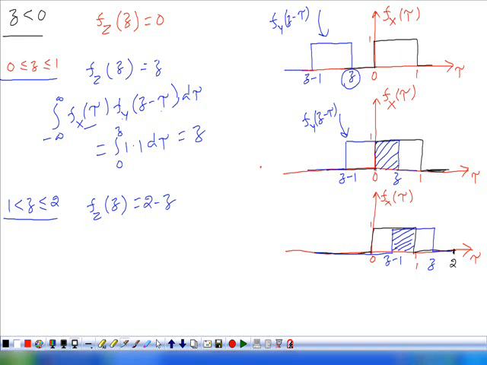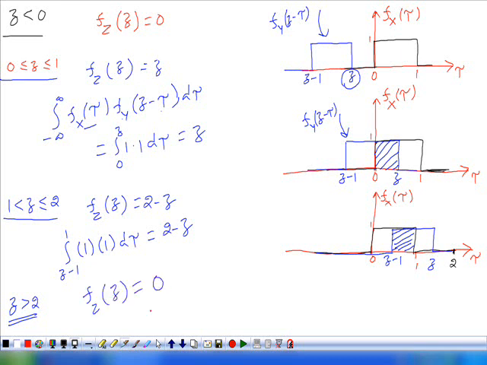That is the area of this. We need to evaluate the area. That is the integral from Z minus 1 to 1 of 1 into 1 d tau, which is equivalent to 2 minus Z. Follow? That is from 1 to 2, it is 2 minus Z. Now we consider Z greater than 2. See, for Z greater than 2, definitely it is 0 because the width of the pulse that we considered is 1. So there is no overlap. So for Z greater than 2, this Fz of Z is equivalent to 0.